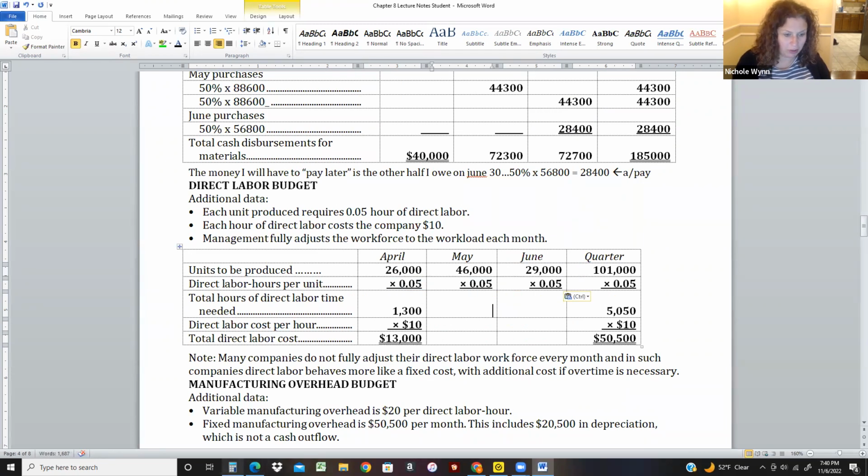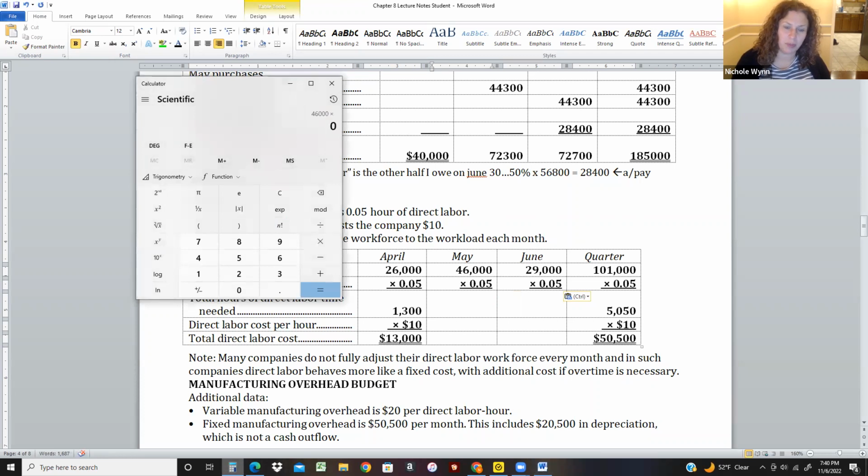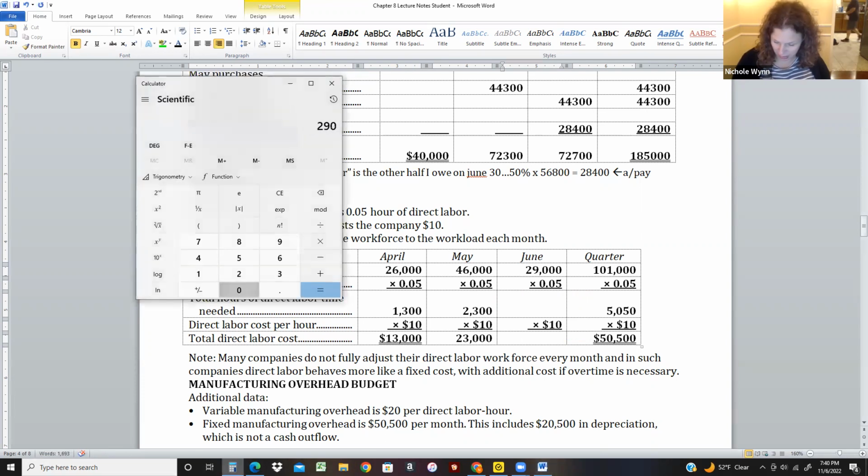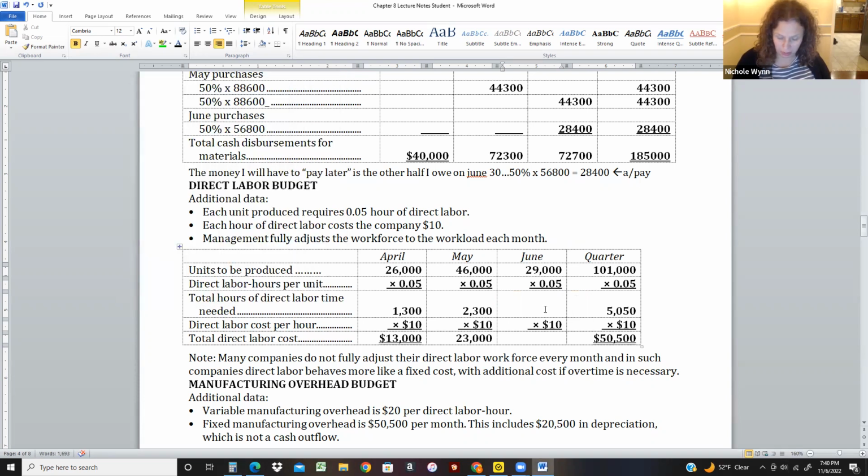And so 46,000 times 0.05 is 2,300 hours. And we pay our people $10 an hour. So that's $23,000 in May. 29,000 times 0.05. How long does it take us to make our units in June? 1,450 hours at $10 an hour, $14,500 in labor. So that's how much we're going to spend in direct labor.